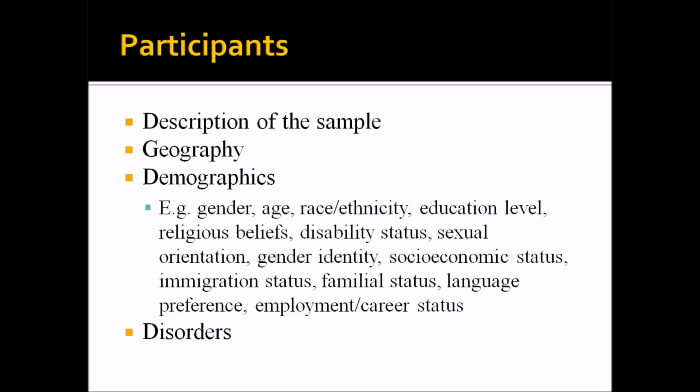Other information you want to include is if your study, now in counseling oftentimes this is true, if your study involves disorders, for example disorders from the DSM-5, you want to include that information. For example, if you sampled participants that suffer from major depressive disorder, you'd want to record that in the participants section. Sometimes at the beginning of a study, we don't know what the disorders are, but we do know what the symptoms are. In that case, you would record the symptoms that were prevalent in the sample.